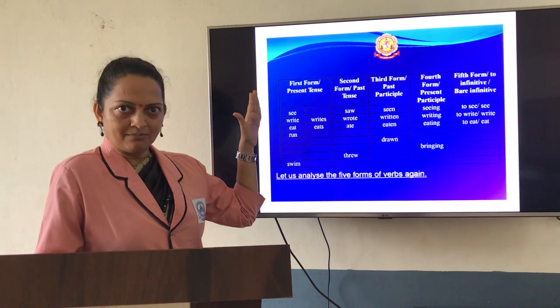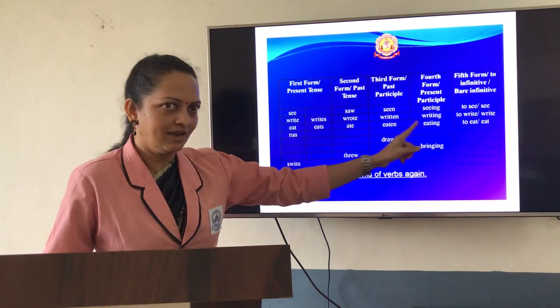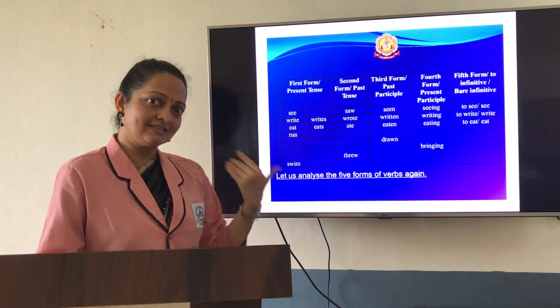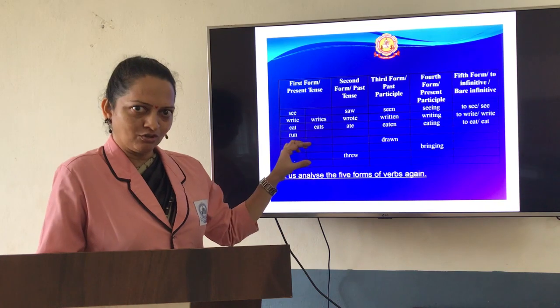So now the same tabular form which we had used in the second slide, we are going to use it again. I have kept this all blank again so that now and then when you see this slide, you can mentally fill in those blanks.